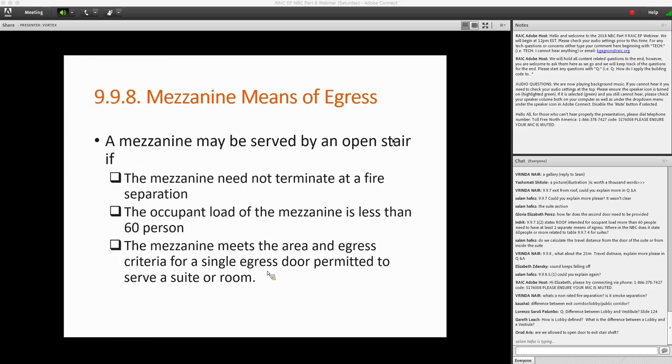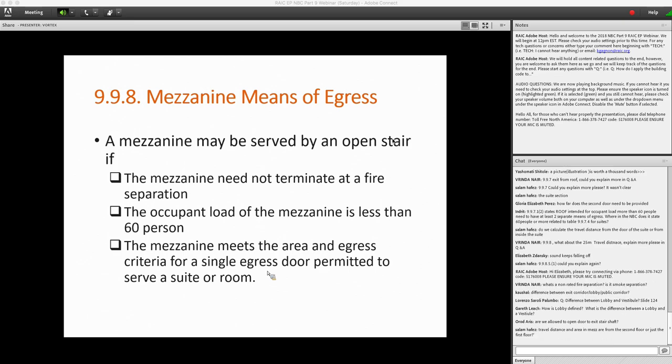Okay, so the first is a mezzanine that need not terminate at a fire separation. That is typically where you have the mezzanine classified as an open mezzanine with an area not exceeding 40% of the room in which it is found, or where it is classified as a closed mezzanine with an area not exceeding 10% of the room in which it is found.